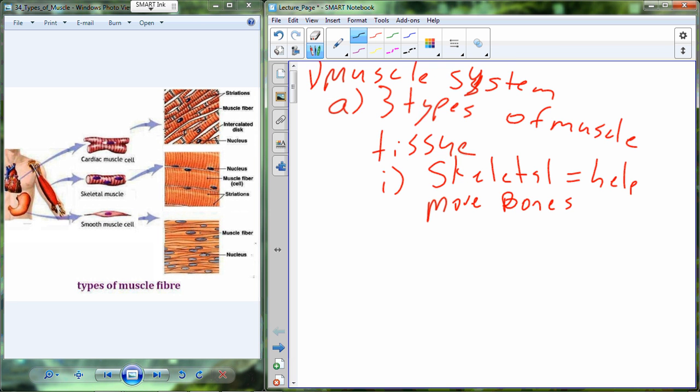And we need to be able to move bones for things like locomotion, like as I'm walking around in front of the class here, this is locomotion facilitated by my skeletal muscle, but it also assists in the breathing process. Skeletal muscle is going to pull on the rib cage to help expand the thoracic cavity to create pressure differences and allow air to flow into my lungs for gas exchange.